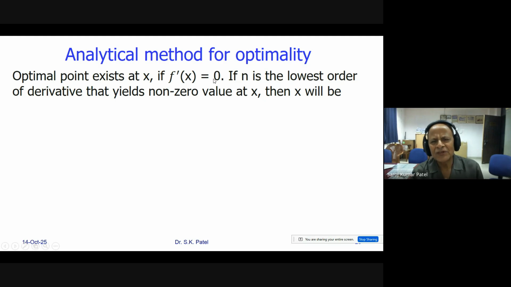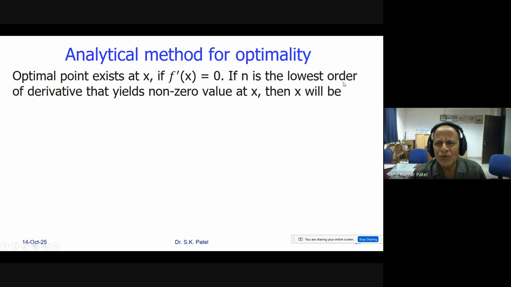So first we take the first derivative of the function, then we equate it to 0 and solve it. And then we find out the values of x, and we can say that at x we will have the optimal solution. Now to know whether the value of f(x) at this particular x is maximum or minimum, we have to take the higher order derivative.